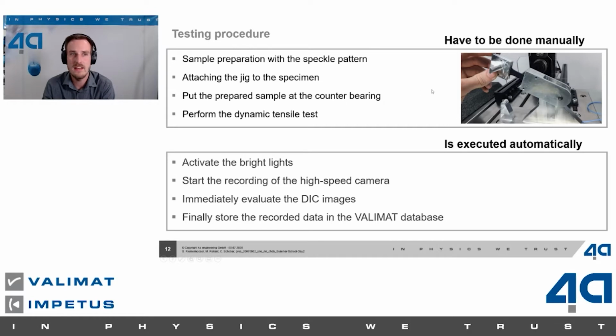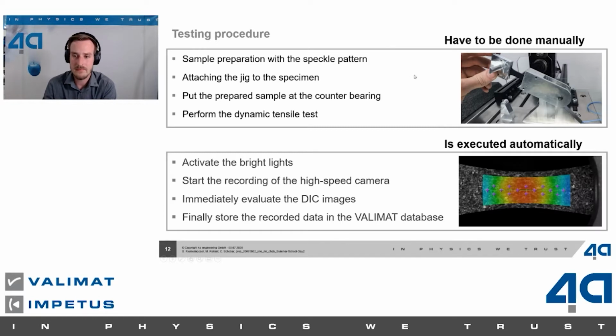Then we can just hang the fixed test piece in the counterbearing system, and all other things are done automatically. That means after hanging in the test piece and pulling up the pendulum arm, we automatically activate the bright lights, the flashlights. We start the recording of the high-speed camera, and after the test, the images will be automatically downloaded to the software Mercury. Mercury will evaluate the strain field like that and automatically copy the results to VALIMAT and store it in one dataset.